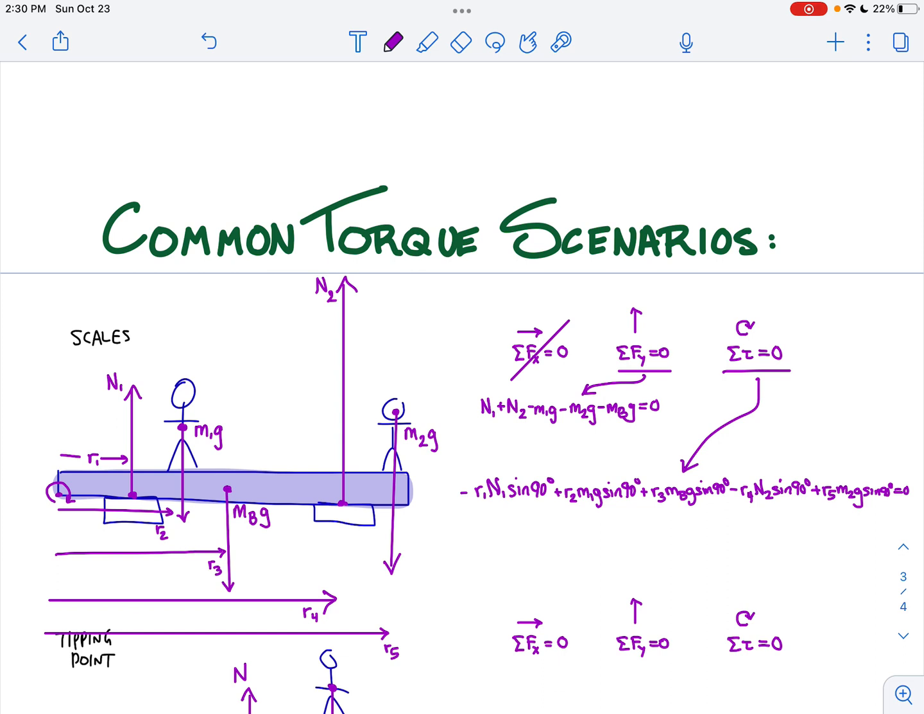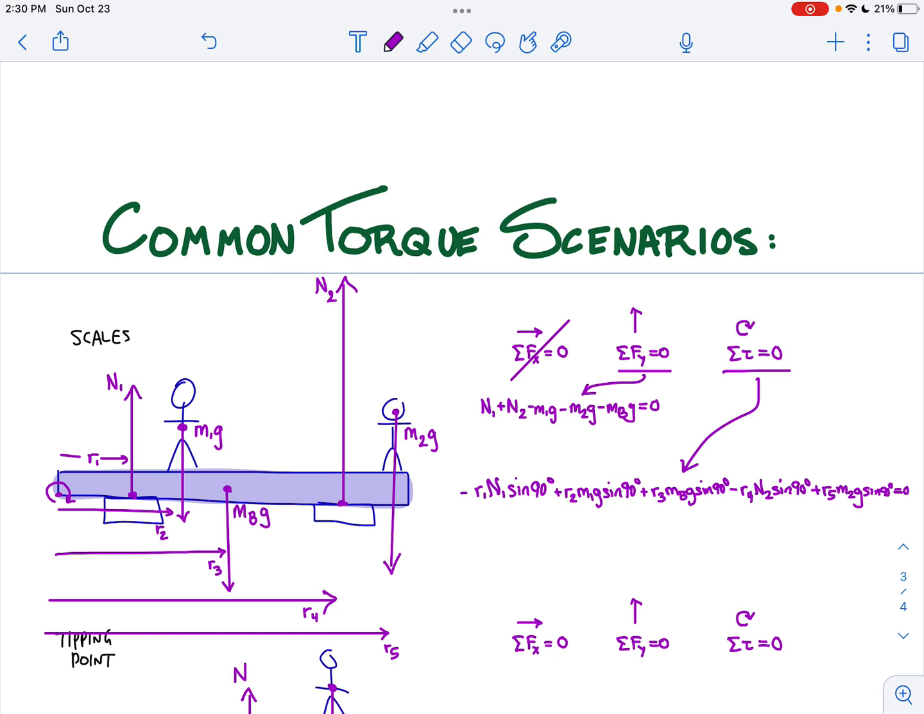The first one is a beam sitting on 2 scales with 2 people sitting at different locations on that beam. This is generic. There are a total of 5 different forces that I can think of. The 2 normal forces from the scales, the 2 weights of the 2 people, and I also threw in the weight of the beam itself that they're standing on, because I'm assuming that if it's big enough to hold 2 people, it has a significant amount of mass.